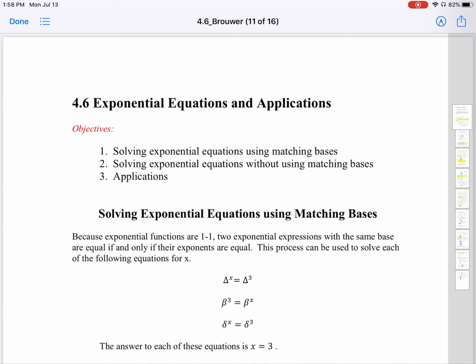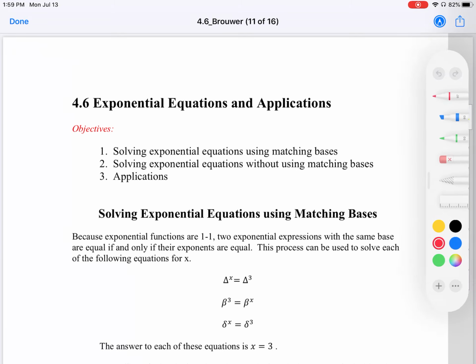Hi, let's continue with section 4.6, exponential equations and applications. In this section, our objectives are: 1. Solving exponential equations using matching bases. 2. Solving exponential equations without using matching bases. And lastly, we have some applications.